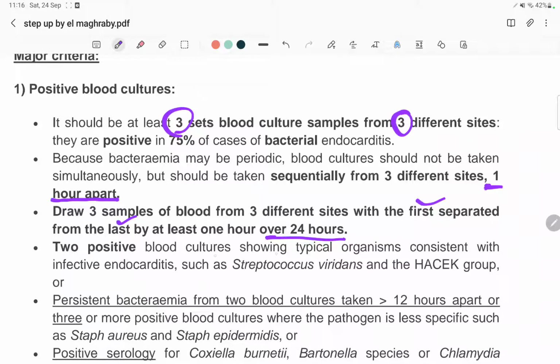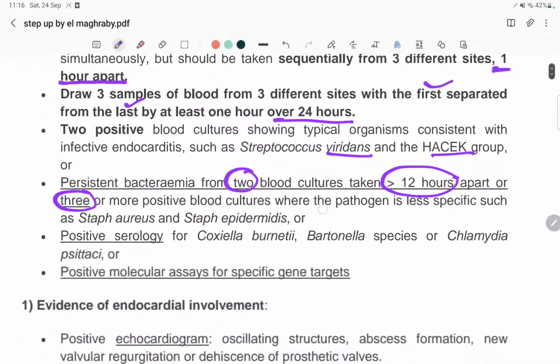Two positive blood cultures showing a typical organism consistent with infective endocarditis, such as Streptococcus viridans and the HACEK group. Or persistent bacteraemia from 2 blood cultures taken more than 12 hours apart, or 3 or more positive blood cultures with a less specific pathogen, such as Staph aureus, Staph epidermidis. If we are taking 2 blood cultures, they should be 12 hours apart; if we are taking 3, then they should be within 1 hour.